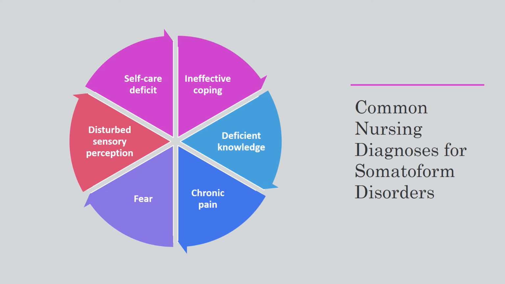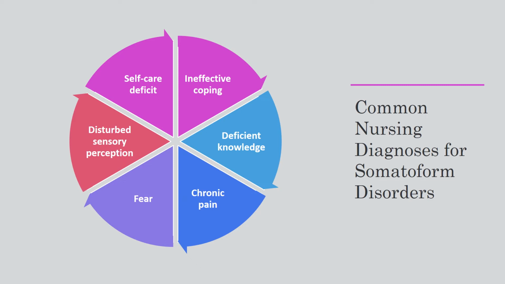Here we have listed some common nursing diagnoses related to somatoform disorders. We have here ineffective coping, knowledge deficit, chronic pain, fear, disturbed sensory perception, self-care deficit. Some other nursing diagnoses that you may also want to include that may not be listed here are anxiety, impaired judgment, ineffective role performance, and powerlessness. It's very important for you to know what kind of problems you're going to be dealing with, nursing diagnoses, so that when it comes to the planning phase, you know how to prioritize your time and what kind of interventions you're going to expect to deal with.